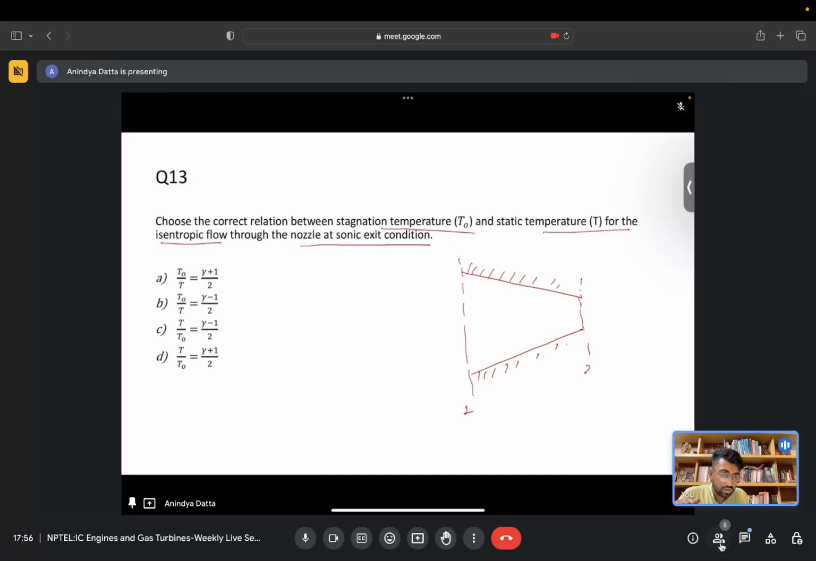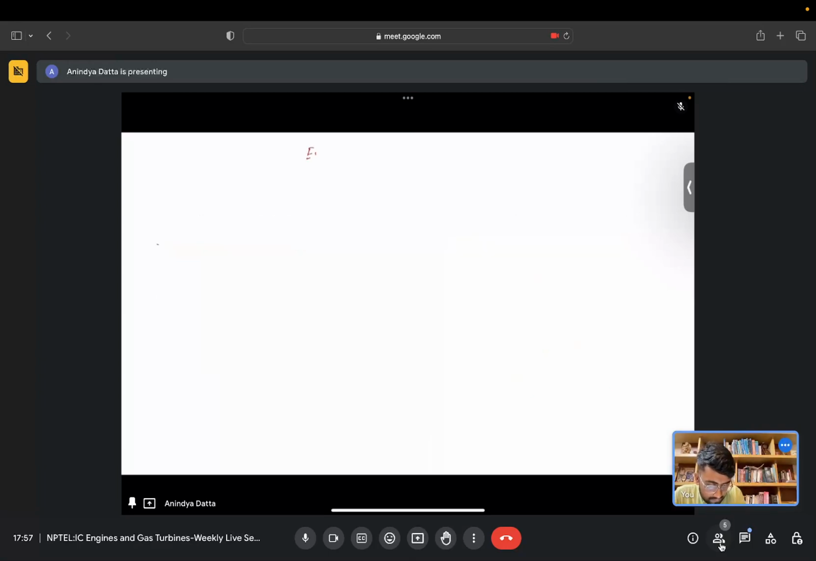As it's a nozzle, the stagnation temperature remains constant. So T01, the stagnation temperature at the inlet, equals T02, and let's denote it as T0. The stagnation temperature is constant throughout the nozzle because there is no heat and work interaction. Okay, so now let me write the energy balance.